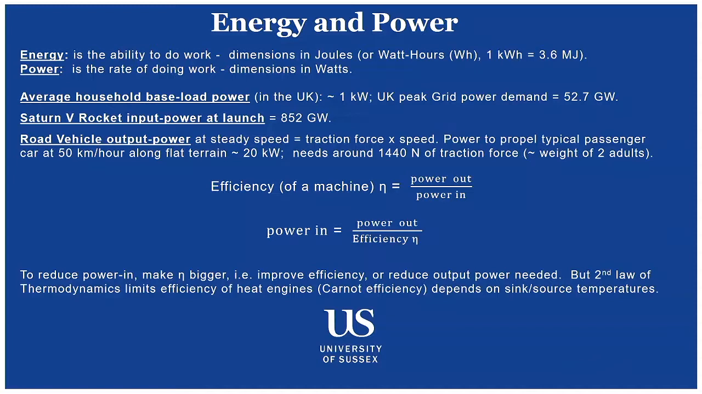The Saturn V rocket, the most powerful vehicle ever built, although NASA are building one more powerful, has at launch an input power of 852 gigawatts. That's nearly 15 times the total UK output power. Yep, from one rocket at launch. So when they refer to rocket science, that's exactly what they mean.